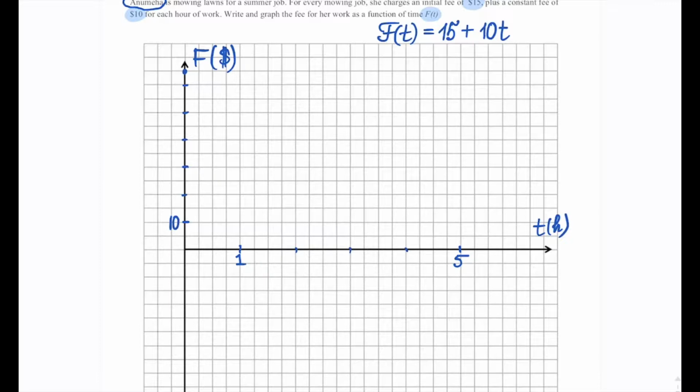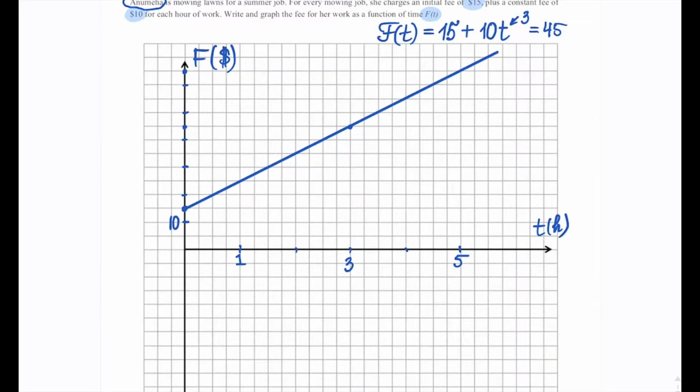So let's say I have 3 hours in mind. How much would she charge in 3 hours? If I put 3 in here, that will give me 10 times 3 is 30 plus 15 is 45. So then at 3, she will charge 20, 30, 40, $45 right here. All right, so my starting point is 15 right here. So then I take a straight edge and graph through like that.